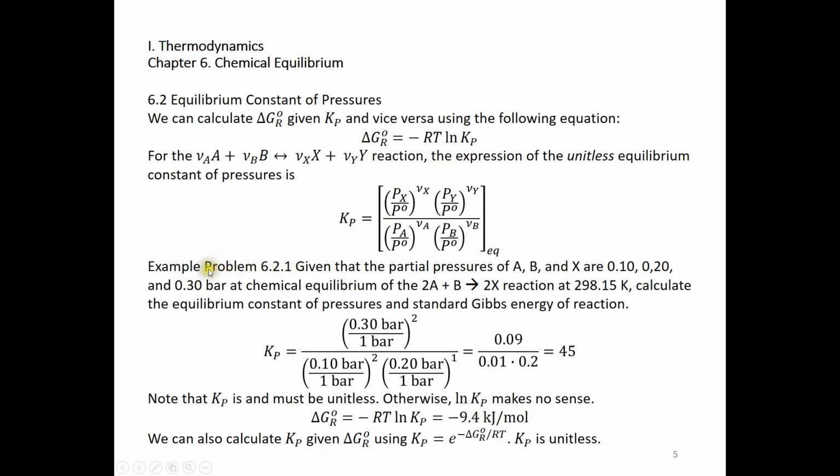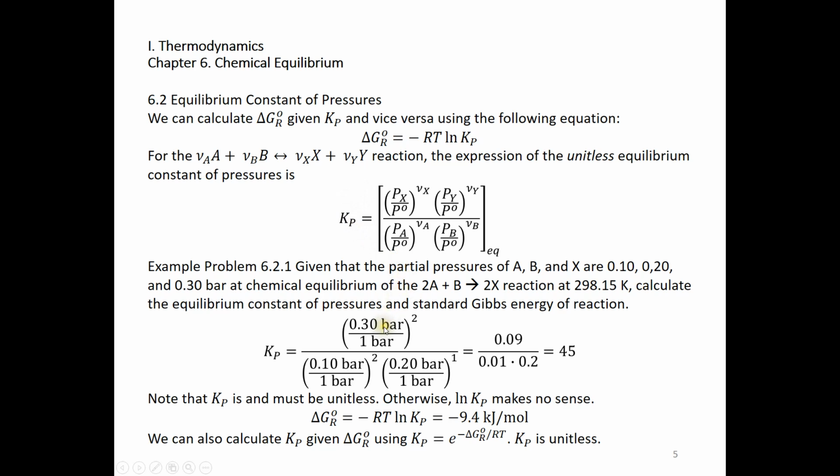Now let's look at one numerical example problem, 6.2.1. Let's say the partial pressures of A, B, and X are 0.1, 0.2, and 0.3 at the chemical equilibrium of this reaction at room temperature. Calculate the equilibrium constant of pressures and the standard Gibbs energy of reaction. So first, we can compute K sub P. We'll just use this kind of expression.